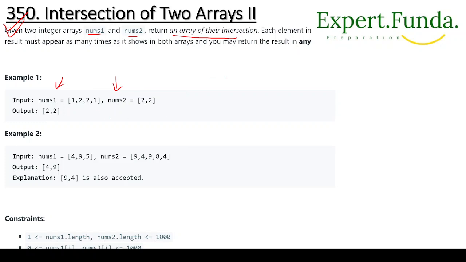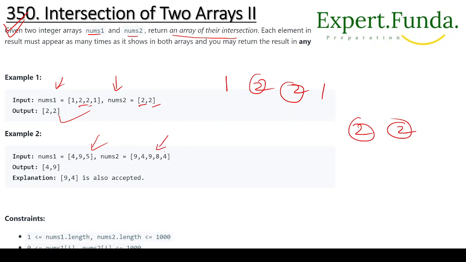If nums1 contains 1 2 2 1, then 2 is coming two times, as well as in nums2, which contains 2 and 2. You can see here 2 2, and that's why it is returning 2 2. Similarly, let's understand 4 9 5, and here 9 4 9 8 4. So 4 is coming how many times? Two times in nums2, but in nums1 there are not 2 times, there is only 1 time.